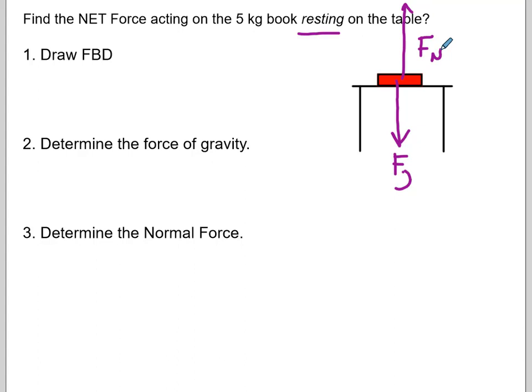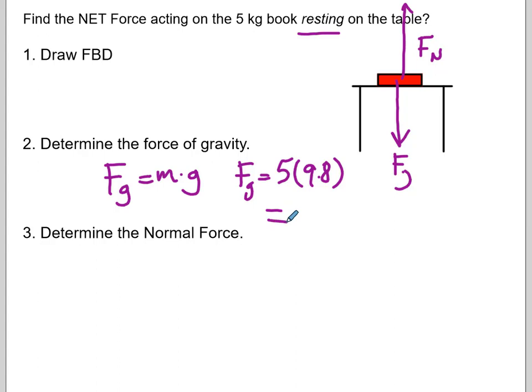Determine the force of gravity. We just did that calculation earlier, so we know that's mass times gravity. If I put in the numbers, I have a 5 kilogram book. Let's use the proper 9.8. And I think that's 49. Just to be safe, I'll double check because I had some silly errors the other day. 49 newtons.